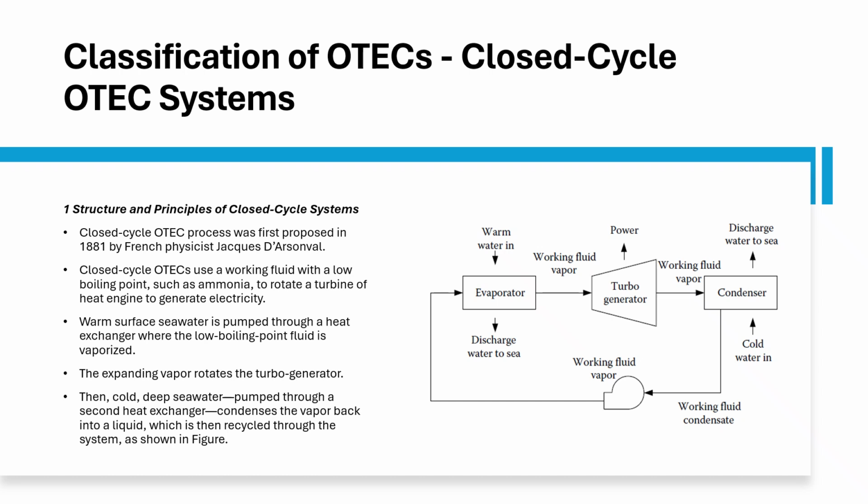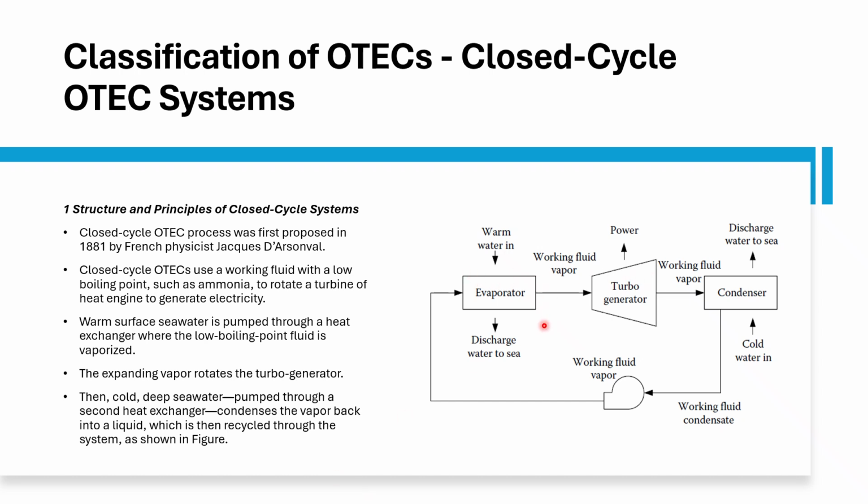Here the closed loop has a working fluid called ammonia, which rotates the turbine of a heat engine to generate electricity. Warm surface seawater is pumped through the heat exchanger where the low boiling point fluid is vaporized. To vaporize it, we pass it through the heat exchanger, and the expanding vapor rotates the turbo generator here.